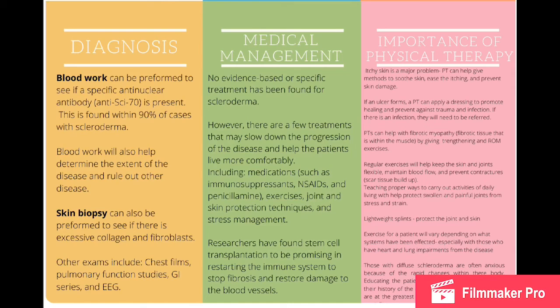And also with diffuse scleroderma, they are often experiencing anxiety because there are rapid changes within their body, and they are at the greatest risk for visceral disease and early mortality. So, being able to educate the patient of the disease, identifying their history, and being able to be aware of what they're going through, and having their family on the same page is definitely important.